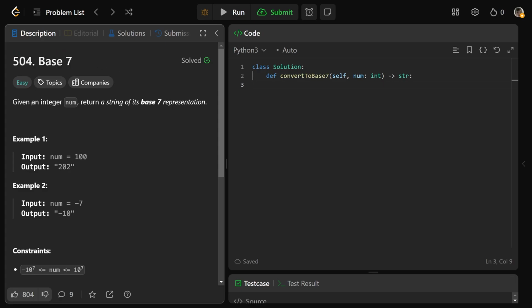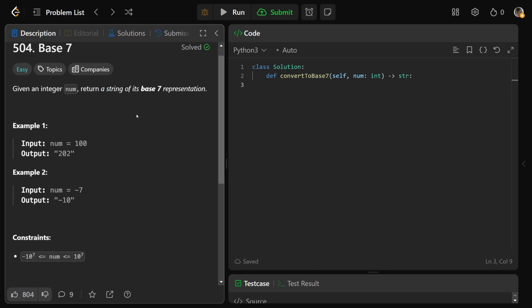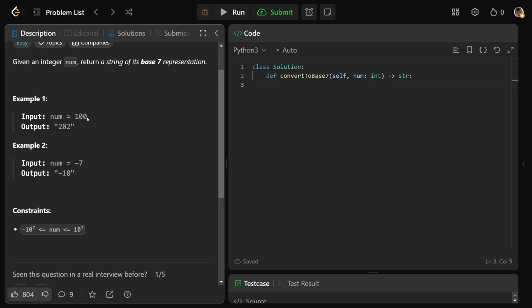So pretty simply, we're given an integer called num, and you need to return a string of its base 7 representation. Say we are given a number like 100, the base 7 representation would be 202. We'll soon see this is going to be 2 times 7 squared plus 2, which is equal to 100. And as you can see, we can have negative numbers as well.